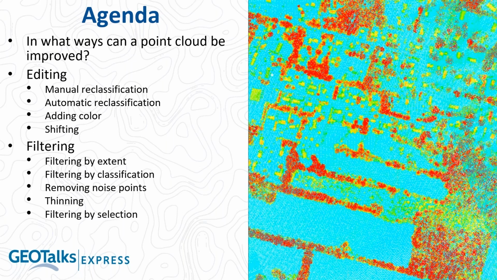Filtering by selection, this is a very simple one. You just simply want to grab some points and initiate some sort of filtering to remove the points that don't match the criteria that you are interested in focusing on.